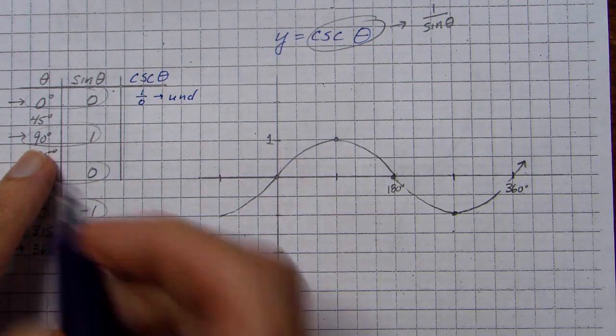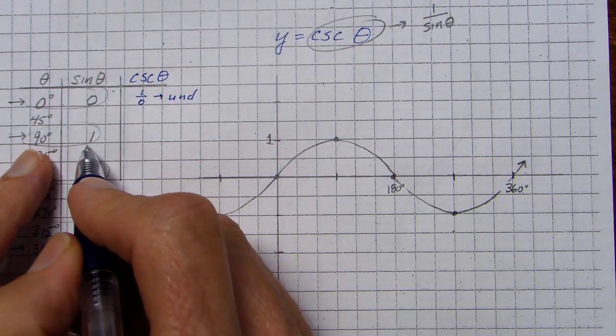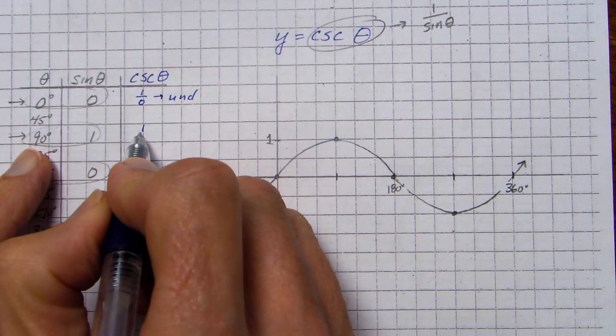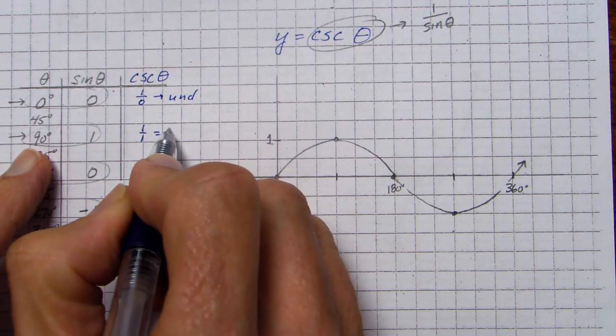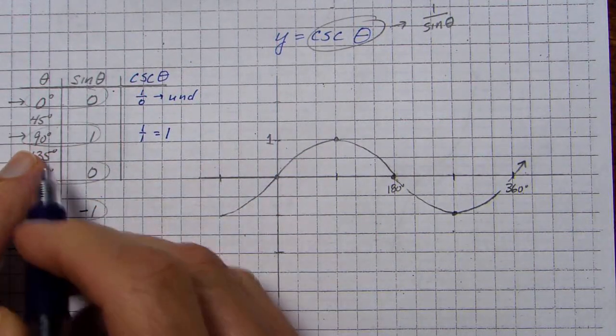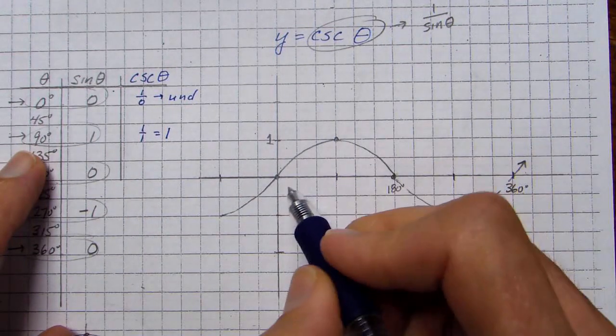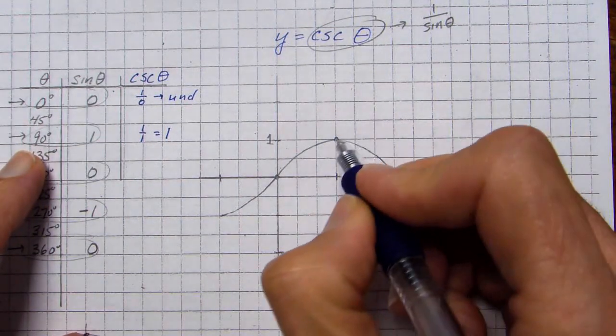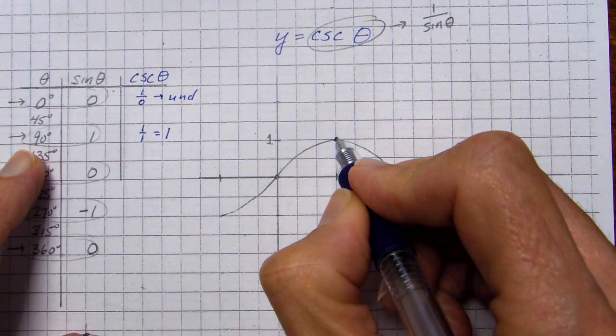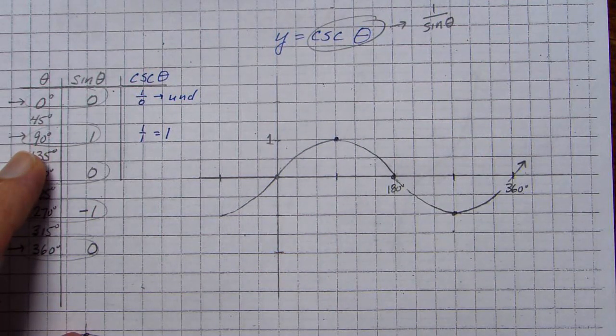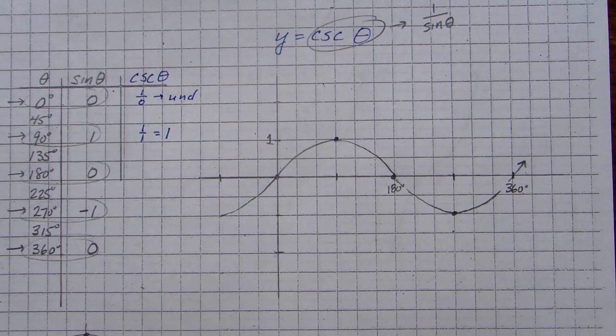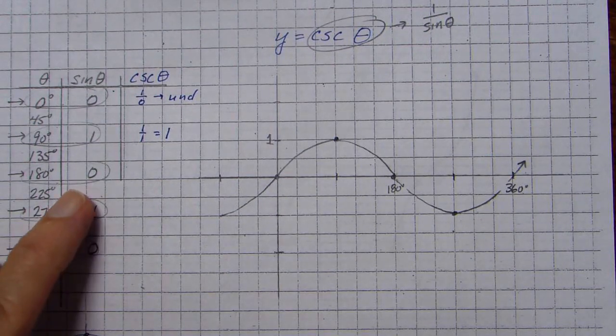Let's go to 90. At 90, the sine ratio is 1. Well, we want the reciprocal, 1 over 1, which is 1. So at 90 degrees, the cosecant is 1. So the cosecant is resting on the same spot that the sine is resting upon. Interesting. Not sure what I'm going to do with that, but let's move on.